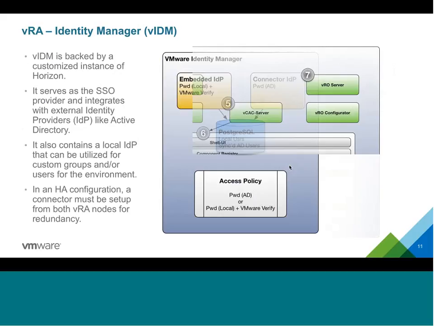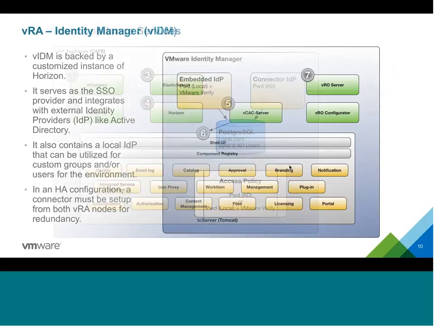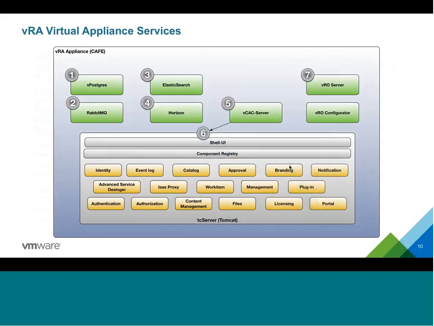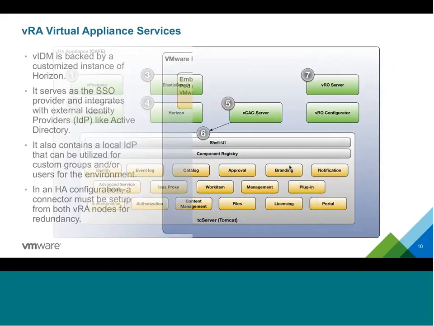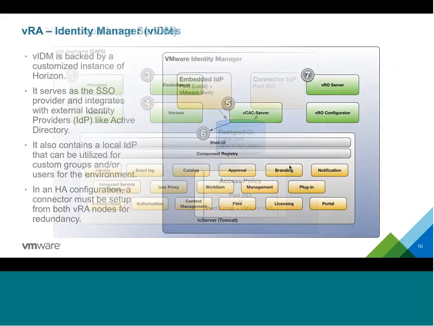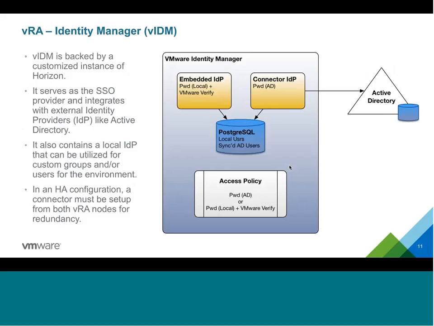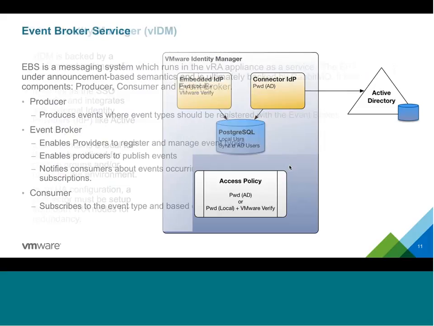Something happens, and you have three components: producer, event broker, and consumer. The producer produces the events, where each event type should be registered with the event broker. The event broker is the one which enables providers to register and manage the different types of events that happen in the environment, and publishes the events, and the consumer consumes the events.